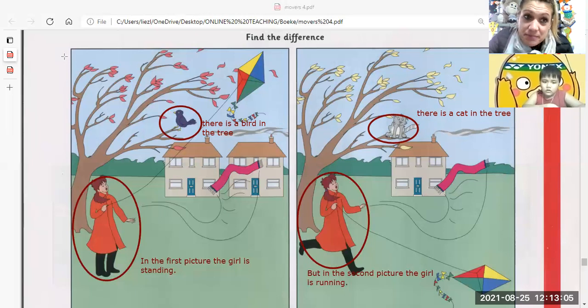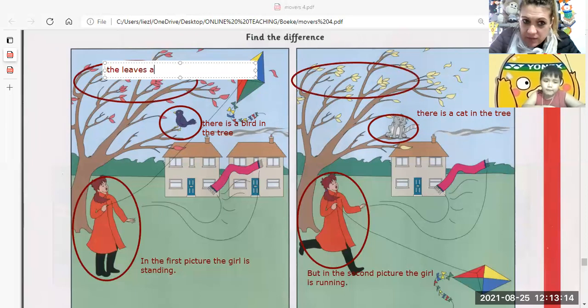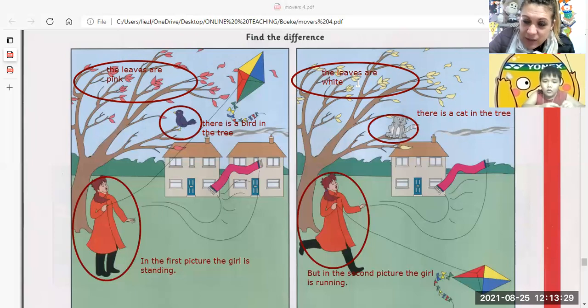The leaves. In the first picture, the leaves are pink. But in the second picture, the leaves are yellow. Okay, white or yellow. The leaves.